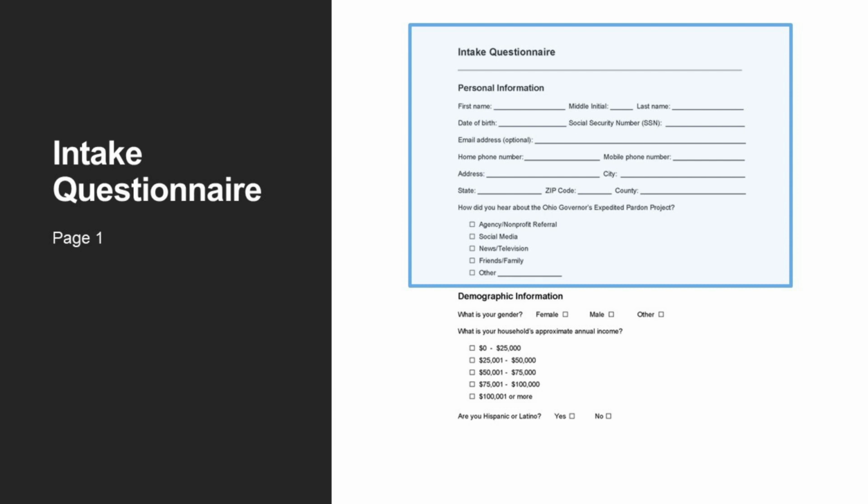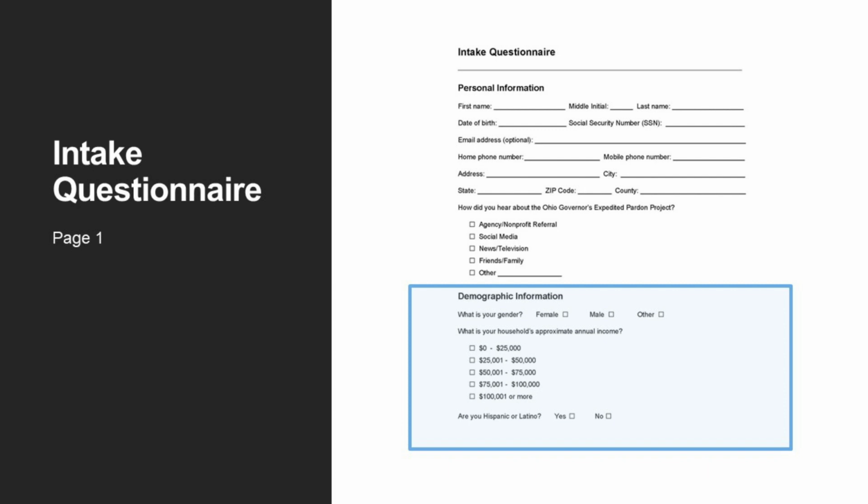Let's take a closer look at the intake packet. We'll start with the intake questionnaire. Page 1 requests personal information, including name, address, and contact information. We also ask that you let us know how you heard about the project, so that we can better reach out to other potential expedited pardon applicants.